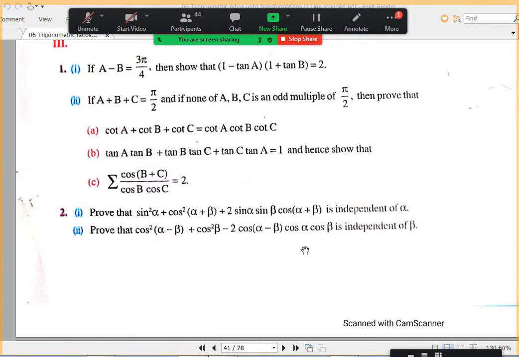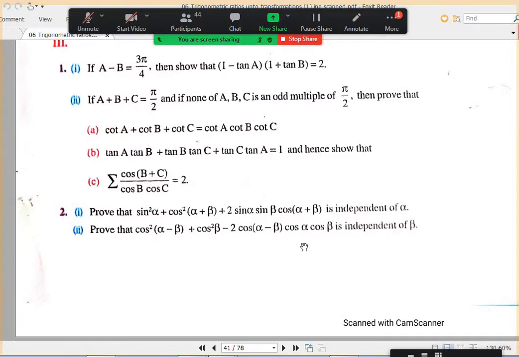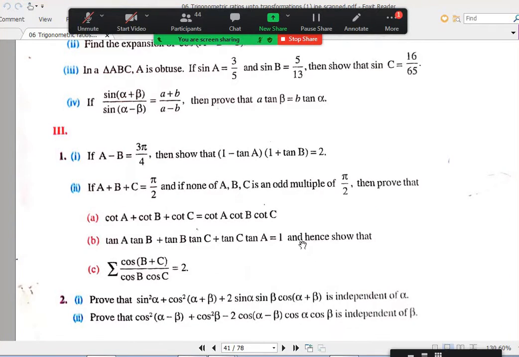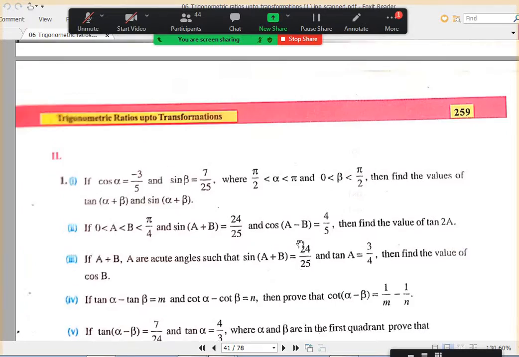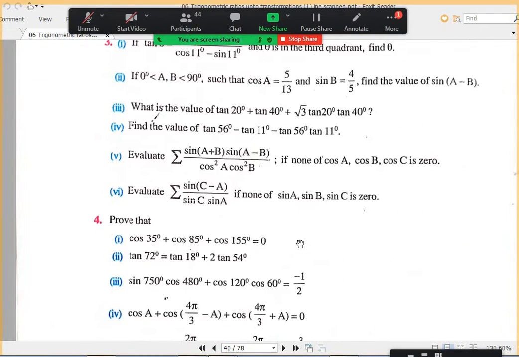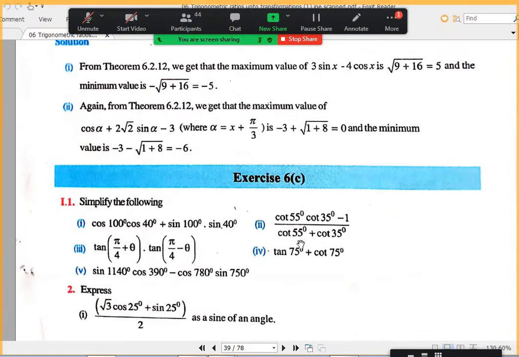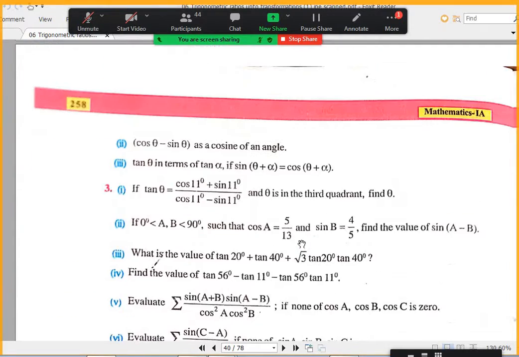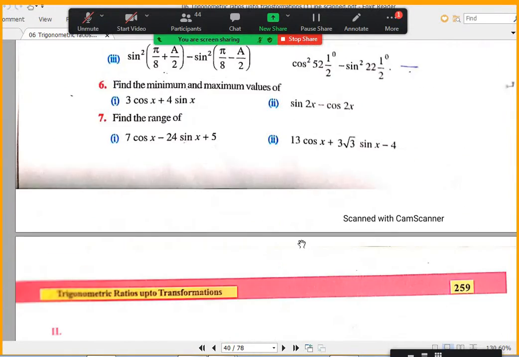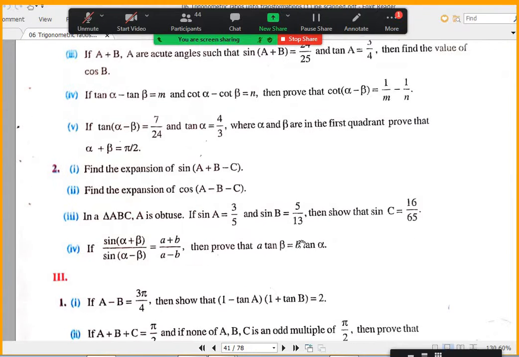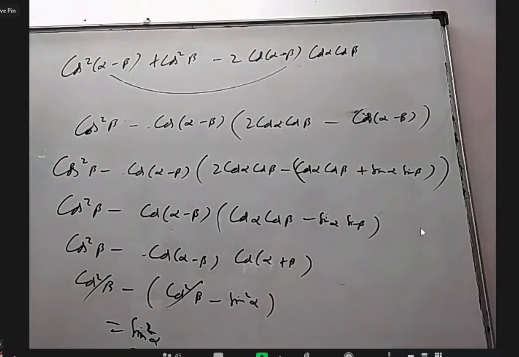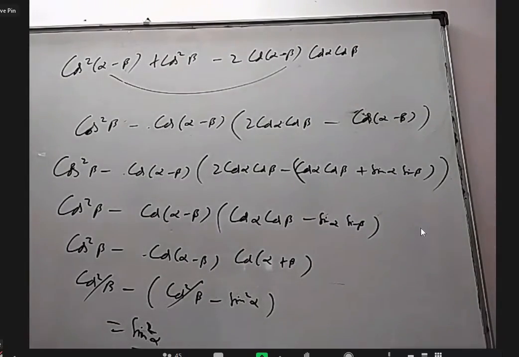Okay, total compound angles exercise 6C. Anybody, any doubts left anywhere? I hope all of you are going through the examples also, right? Yes, sir. Yes, sir. Okay, then I'll just carry on with some more formulas and multiple submultiple angles.